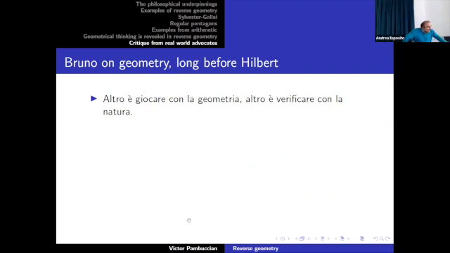Now, the stuff with geometry is true out there, and the out there is generous, shouldn't be taken seriously. In fact, Giordano Bruno told us we shouldn't, because he said, altro è giocare con la geometria, altro è verificare con la natura. So what we have done is giocare con la geometria. But the people who say, well, reality is something else, well, that's something else altogether.